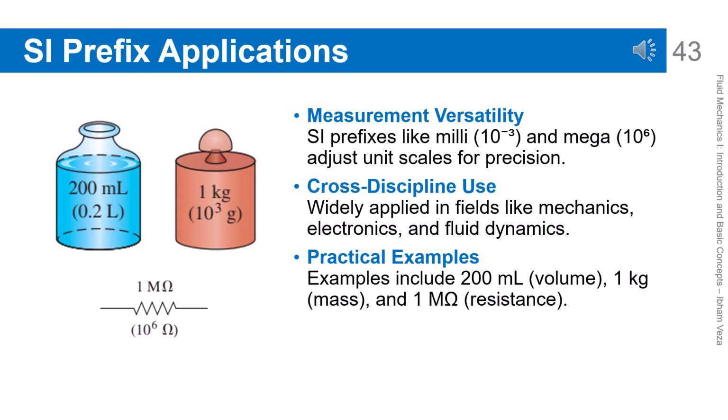SI prefix applications. SI prefixes such as milli and mega make it easier to express very small or very large numbers. This avoids using too many confusing zeros. This system is widely used in many engineering and scientific fields. The examples show how flexible this system is in practice. Mastery of SI prefixes is essential for reading and writing engineering data correctly.